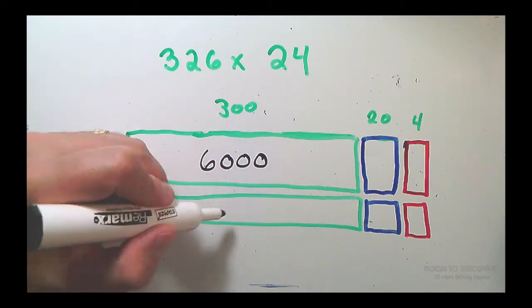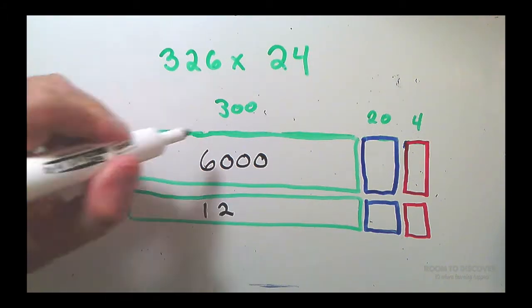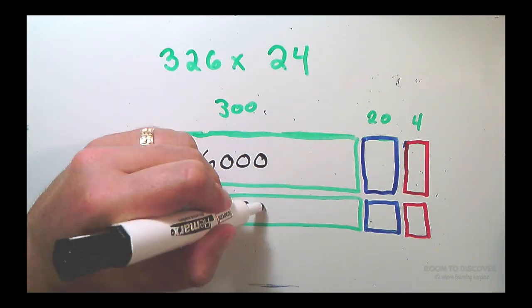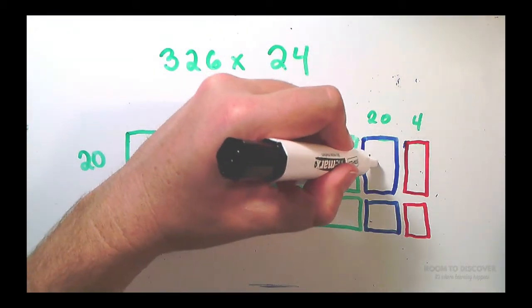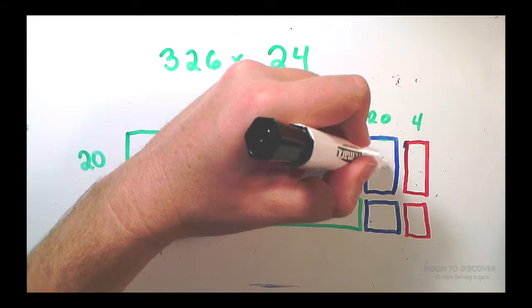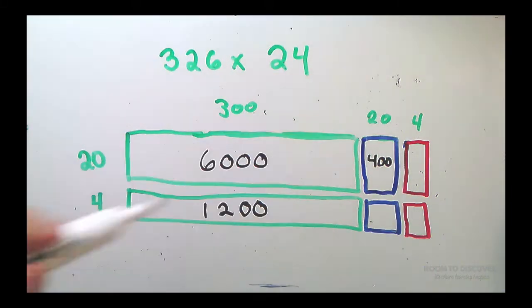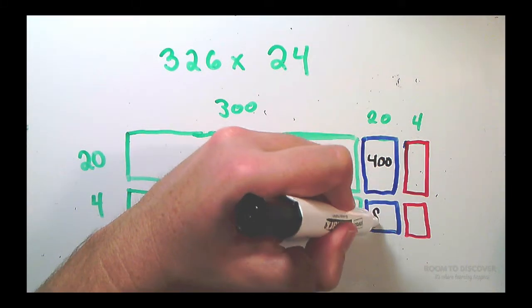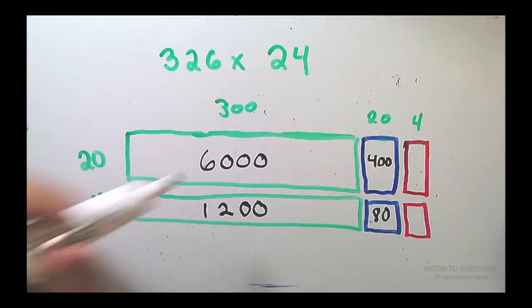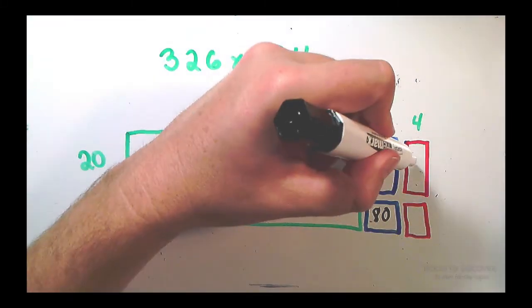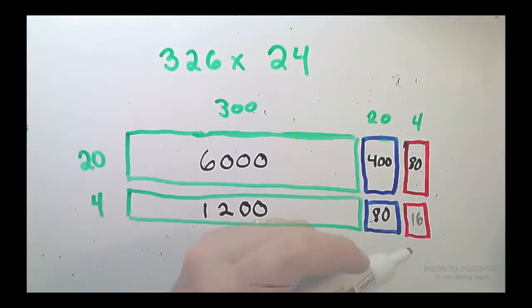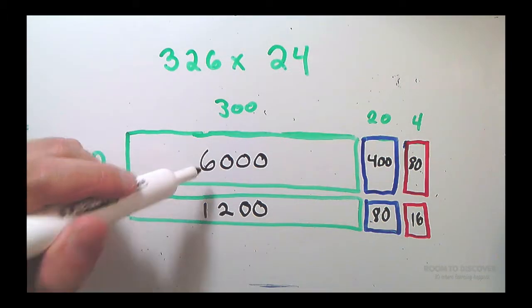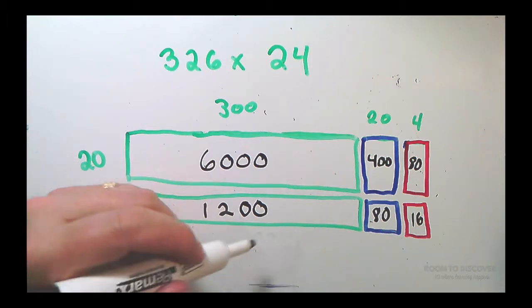3 times 4 is 12. 2 placeholders. 2 times 2 is 4 with 2 placeholders. 2 times 4 is 8. 1 placeholder. 4 times 2 is 8. 1 placeholder. 4 times 4 is 16. 6,000. 7,200.